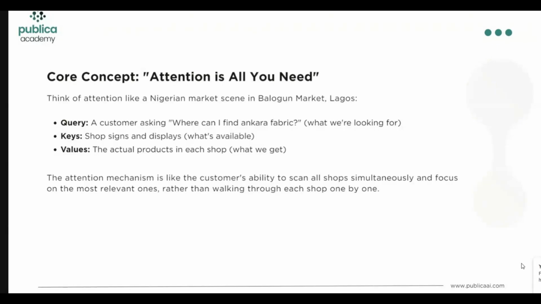So the three parts of attention is we have the query, we have the key, and we have the value. Q, K, V. Please take note of that. Key, query, value. So what is the query?